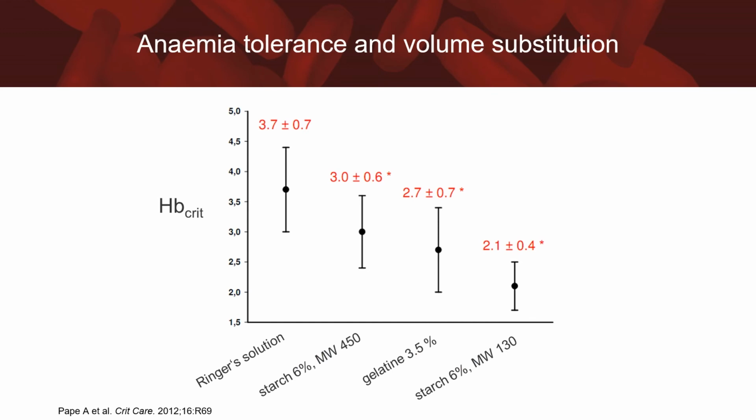Different volume substitutes result in different degrees of anemia tolerance, Ringer solution being the worst and modern starch solutions being the best. However, it has to be pointed out that the starches cannot be used anymore, at least in Europe, in several indications.